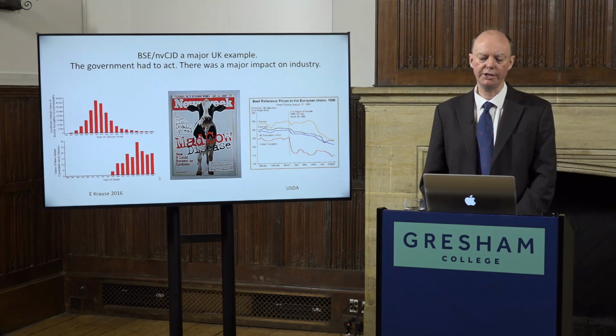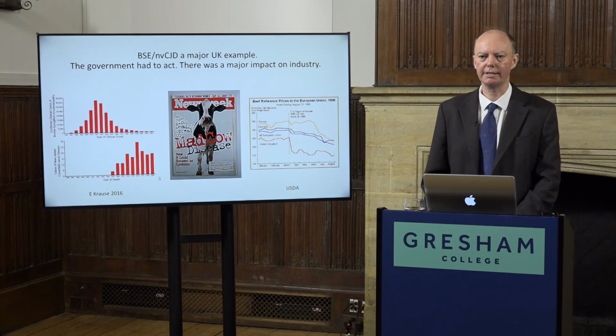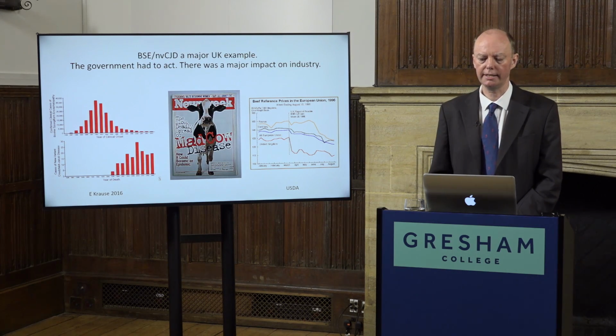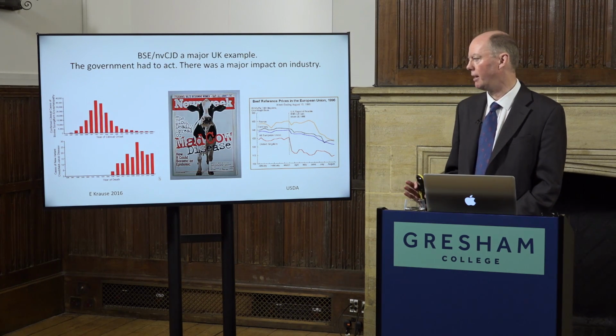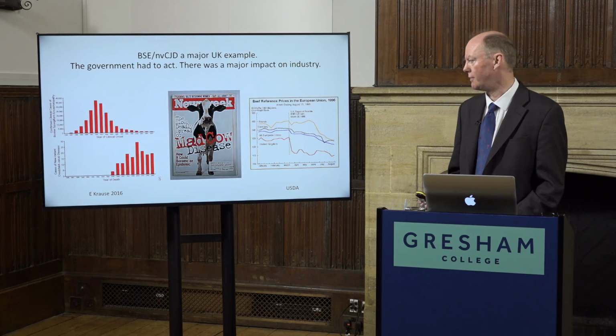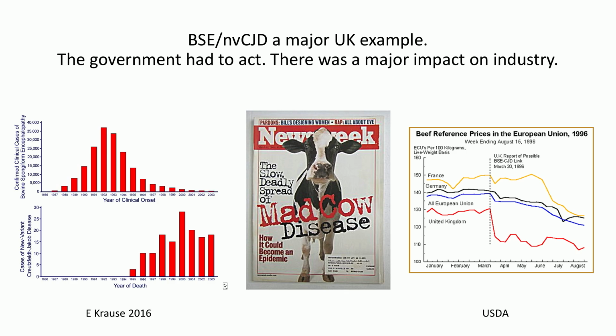And finally, the BSE and new variant CJD, a very tragic and debilitating, but fortunately rare, neurological disease caught from infected cows. Really most affected the UK, not exclusively. And what you had is a significant peak in epidemic of BSE in cows, and then a smaller but still important ongoing peak of infections of humans who had this terrible neurological disease.